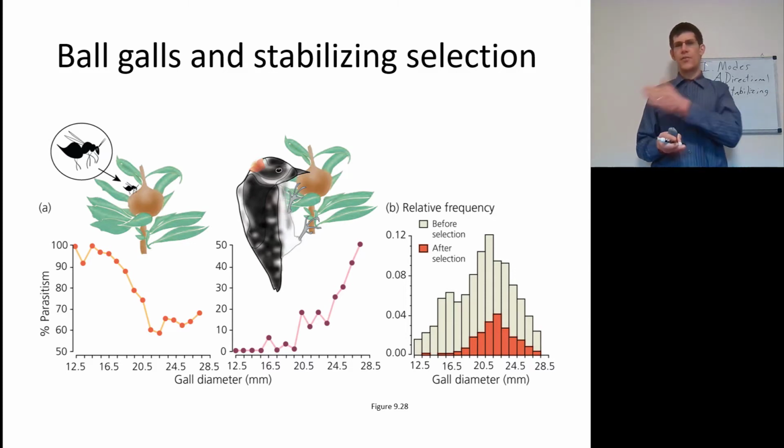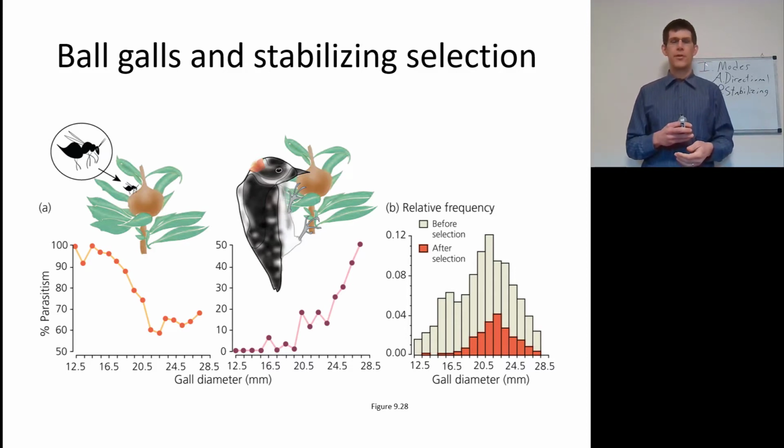So we have your diversity before selection and then the diversity after selection. What you see is a gall diameter between about 20 and 24 millimeters is going to have the highest chance of survival. And the ones that have lower than 16 get eaten by wasps and higher than 26 are getting eaten more often by the birds.